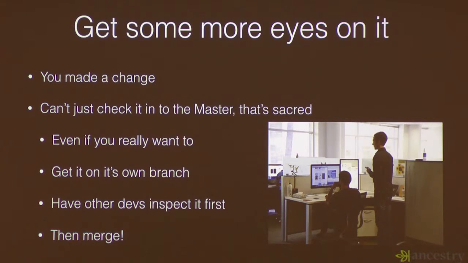Okay, so we made this change, and now we have to get some more eyeballs on it, because you are a developer, but you are also part of a team, and your company's counting on you. It just can't be your own eyes on it. So you've made a change, and you can't just check it right into that master branch. Remember, that's your golden calf, your golden trunk there. You don't want to mess with that. Even if you really want to get it out the door, you get it on its own branch, just like you would a feature, and you have the other developers inspect it.